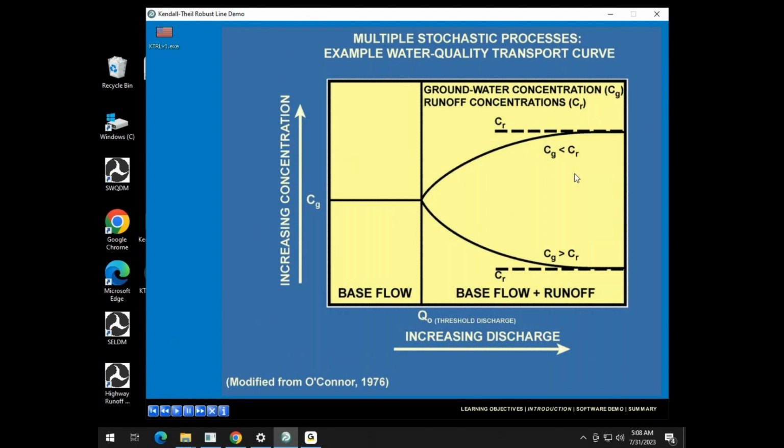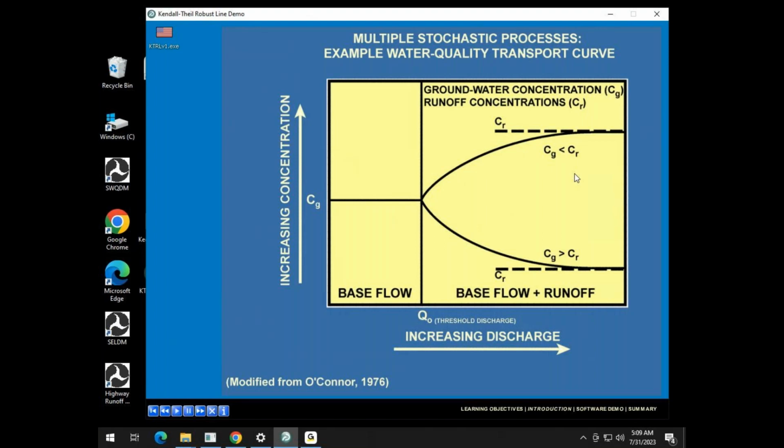Similarly, Glysson 1987 and Simon 1989 suggest use of 2 or 3 segment models to predict suspended sediment concentrations and loads to account for changing relations in the relative sediment availability and transport capacity with increasing stream discharge. This schematic diagram, modified from O'Connor, with discharge on the x-axis and concentration on the y-axis, shows the potential for increasing concentration or dilution from base flow concentrations as the base flow mixes with increasing volumes of runoff and the system transitions from being base flow dominated to runoff dominated.